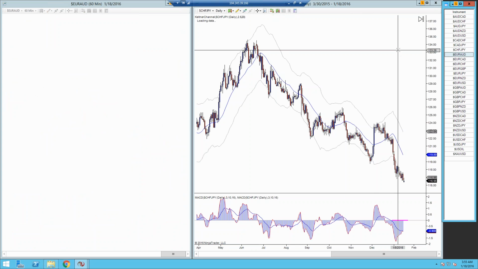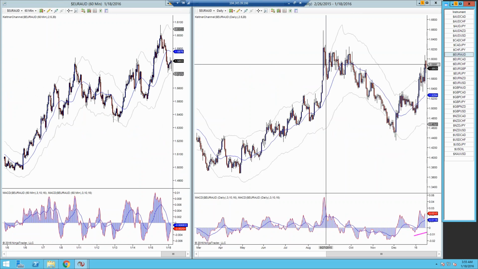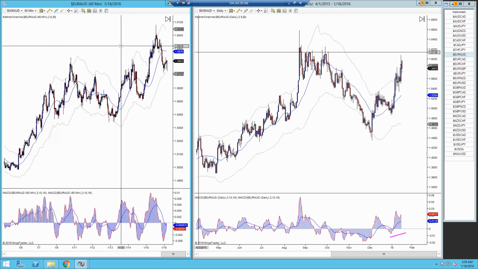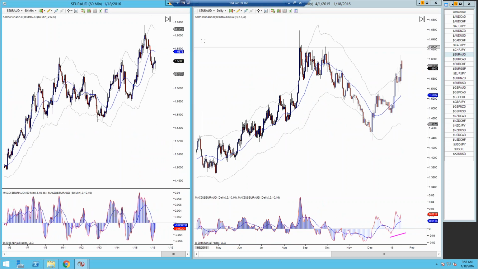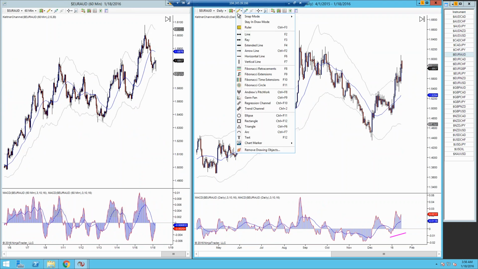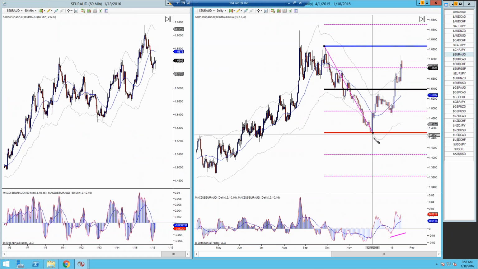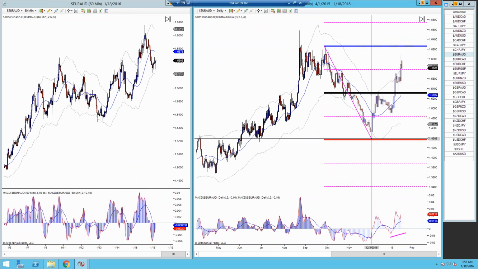EURAUD looks interesting. Let's take a look at some Fibonacci. Take this market high to market low. This came right in around 50%.